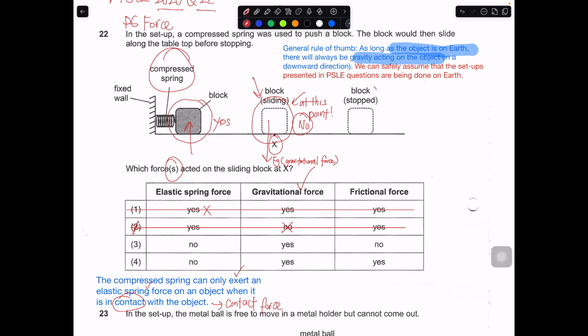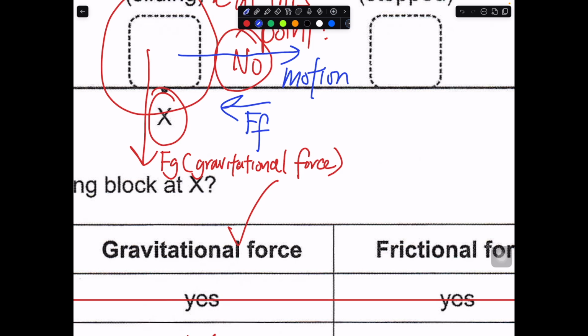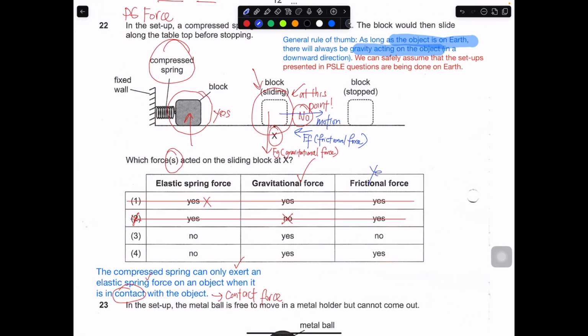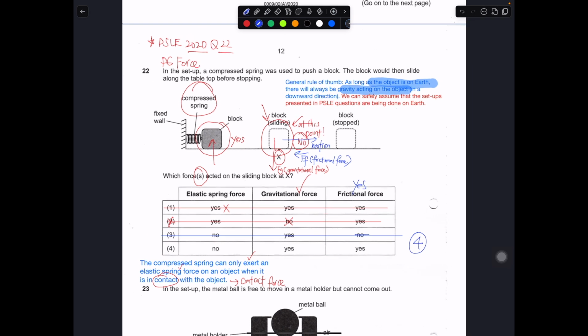Okay, so over here let's take a look at frictional force. Since the block is moving in this direction, okay, this is motion, there will be friction. Whenever there is motion, there will be friction. The friction will be opposing the motion. So this will be the direction of friction. So I would like to annotate in this manner. So this will be frictional force. Okay, so over here, yes. Yes, yes. So over here, once you see no, it should be a cross. So the correct answer should be number 4 in this case. Okay, and these are the evaluation of the forces.